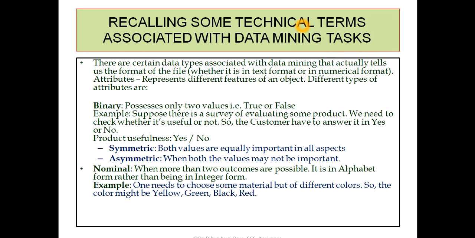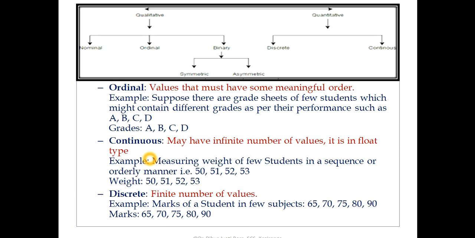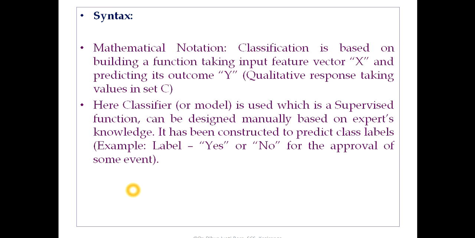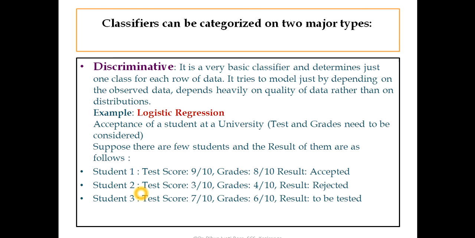So, in the last lecture, we have gone through different technical terms associated with our data mining tasks. And the first fact that we have discussed was regarding different attribute types. And out of them, we have selected a few very important attributes like binary, and there also we have seen symmetric and asymmetric, then nominal, then ordinal, continuous, discrete. This type of different attributes we have discussed.